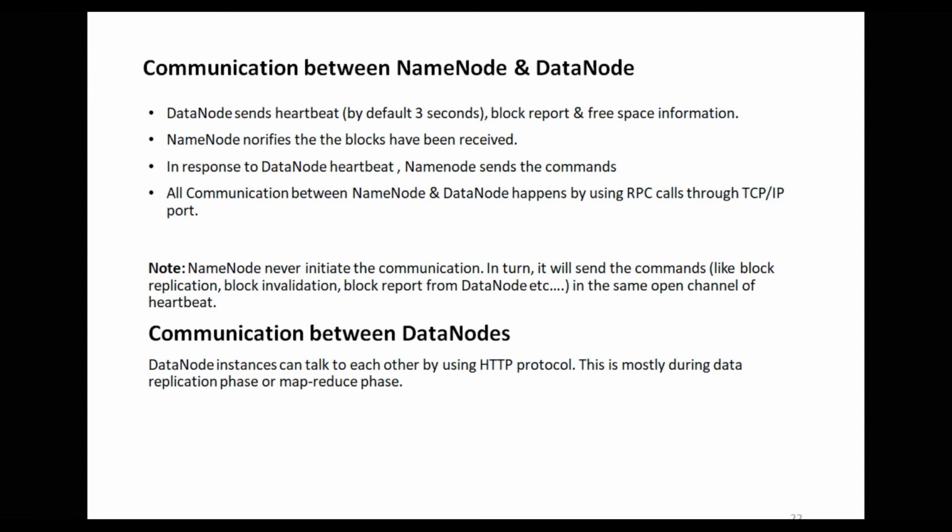Okay, right. And the other one is communication between data nodes. For example, if your cluster has 100 data nodes, how will each and every data node communicate one by one? Data node instances can talk to each other by using the HTTP protocol. And this is mostly during the data replication phase or MapReduce phase. Okay, so this is the completely theory part, try to understand.